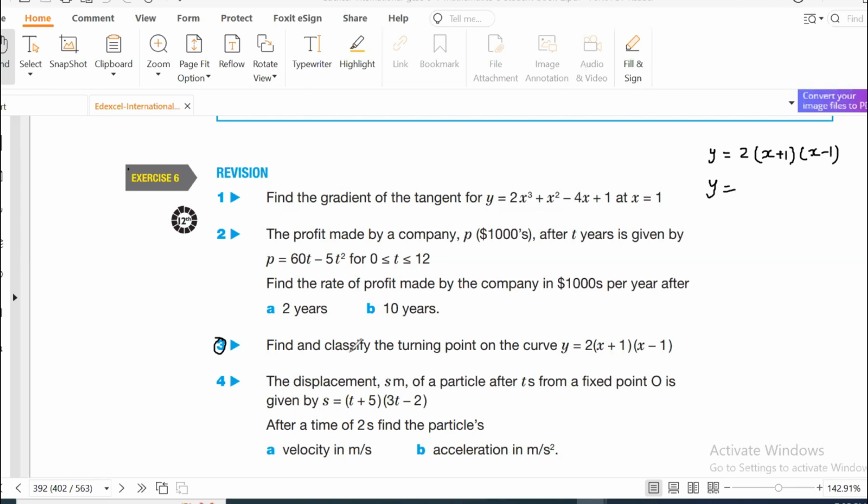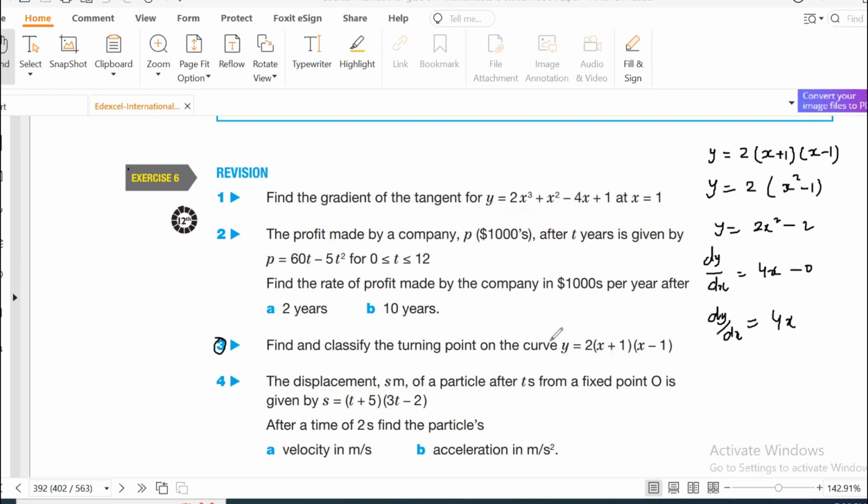Let's try one more question related to turning points. Have a look, question number 3: y = 2(x plus 1)(x minus 1). Basically this is a difference of two squares, so you can straight away write x squared minus 1, or 2x squared minus 2. Remember that when the coefficient of x squared is positive, we always have a U shape, meaning you will get a minimum point. What is the derivative dy over dx? It gives us 4x minus 0, so dy over dx is equal to 4x.